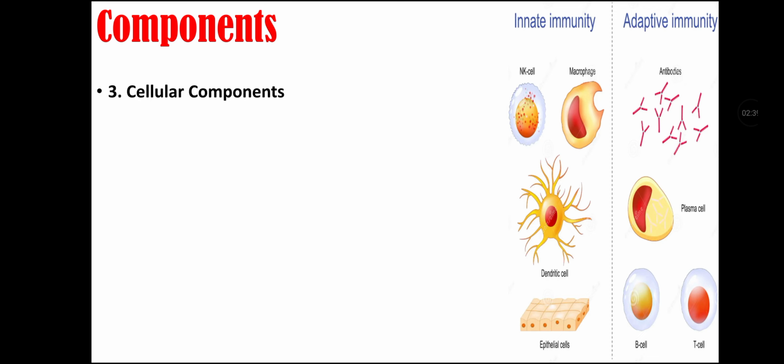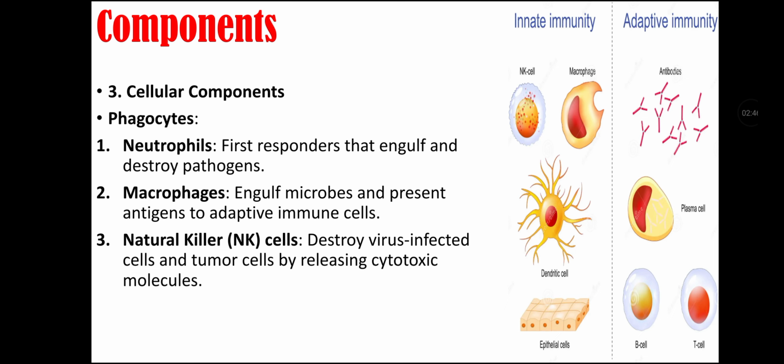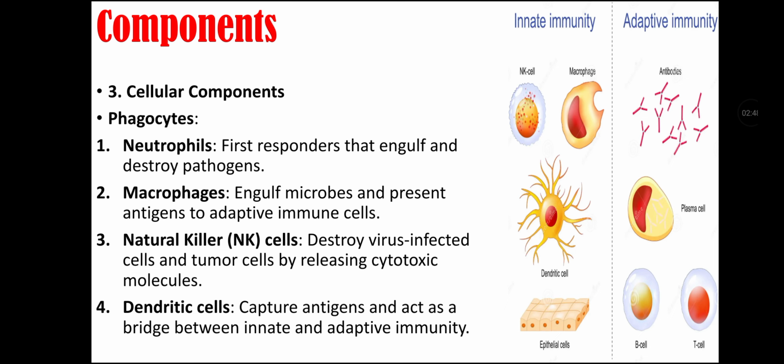Next component of innate immunity is cellular components. They include phagocytes that include neutrophils, macrophages and natural killer cells and dendritic cells. Neutrophils are the first responders that engulf and destroy pathogens. Macrophages engulf microbes and present antigen to adaptive immune cells. Natural killer cells destroy virus-infected cells and tumor cells by releasing cytotoxic molecules. And dendritic cells capture antigens and act as a bridge between innate and adaptive immunity.